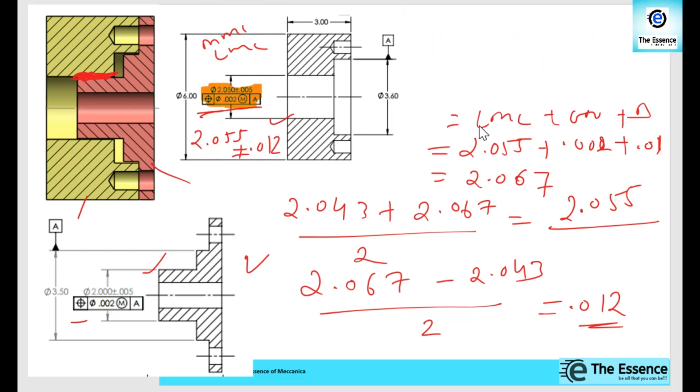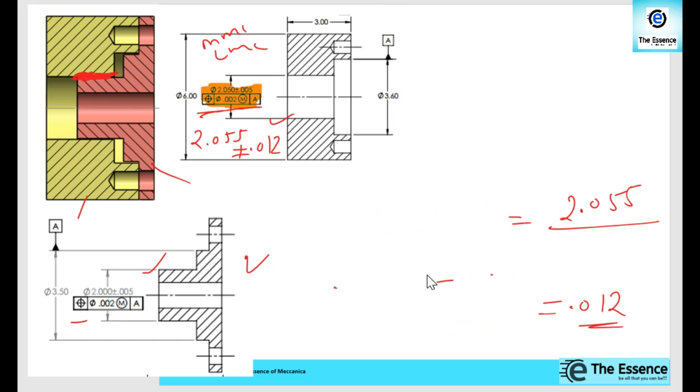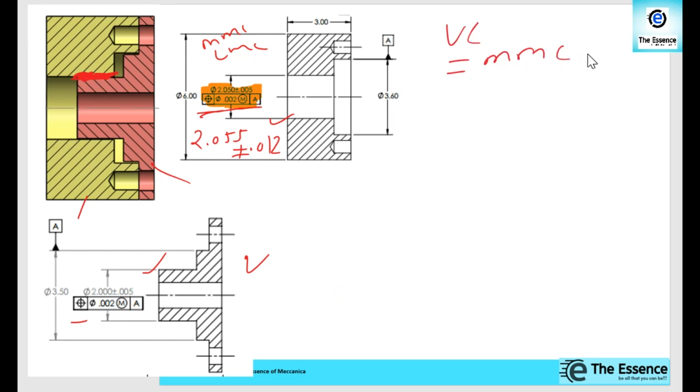We will calculate it for the external feature now. So how to do that? The virtual condition for an external feature is MMC plus GTOL. So what will be that? The MMC size for the external feature is 2.005. 2.005 plus 0.002, that will be equal to 2.007. That is the MMC condition.